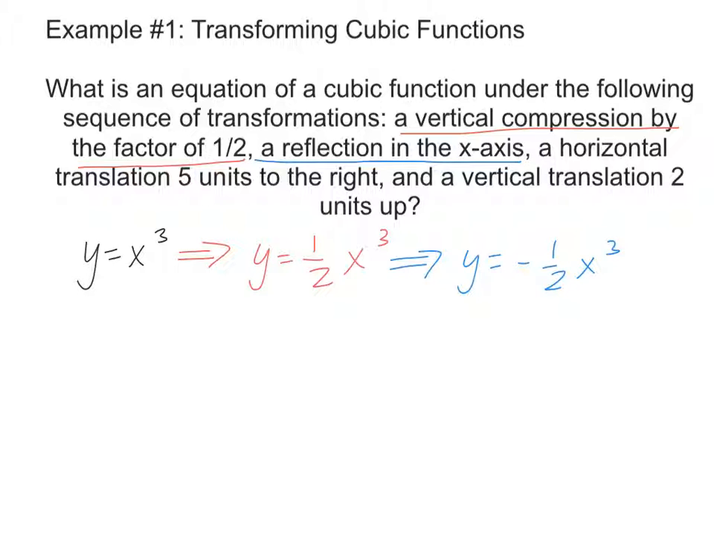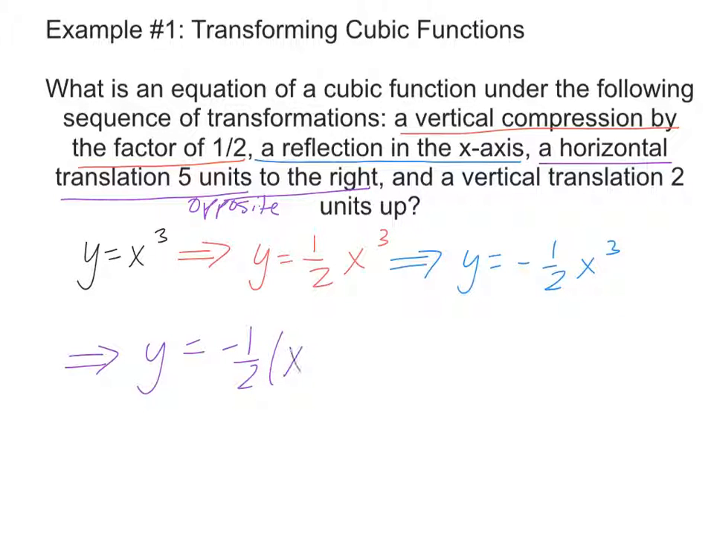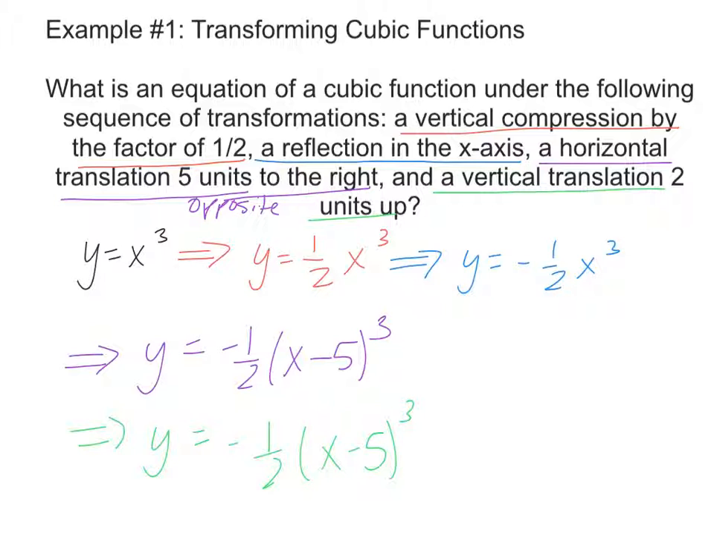All right, let's move on to the next one. It says a horizontal translation 5 units to the right. Okay, horizontal is opposite, right? And that means we need to see a set of parentheses. So what that would look like is y equals negative 1/2 in parentheses x minus 5 cubed. And then the last transformation is a vertical translation 2 units up. So what that final step will look like is y equals negative 1/2 in parentheses x minus 5 cubed plus 2. And we are done.